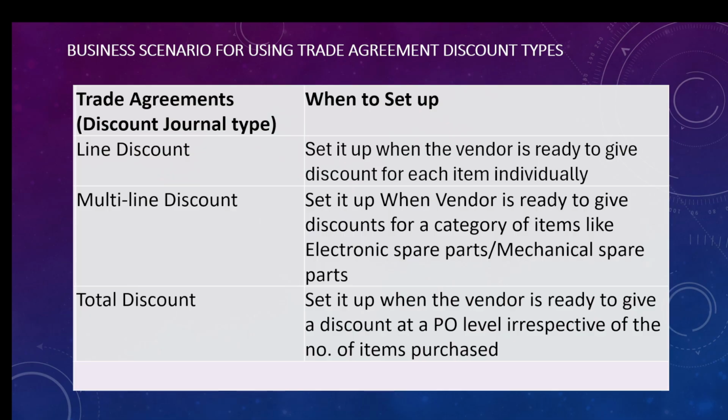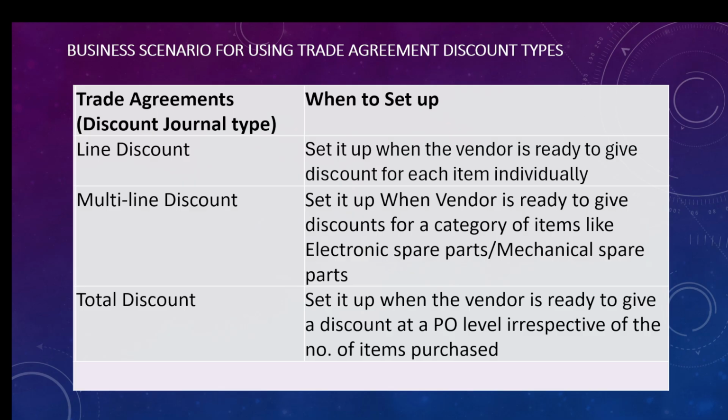F&O supports three different discount types in a trade agreement. The first one is the line discount. The second is multi-line discount, and the third is the total discount. Now, what is a line discount? When should we use a line discount in a trade agreement? If our customer says their vendor is ready to give a discount for each item individually, then we should configure a line discount for their trade agreement.